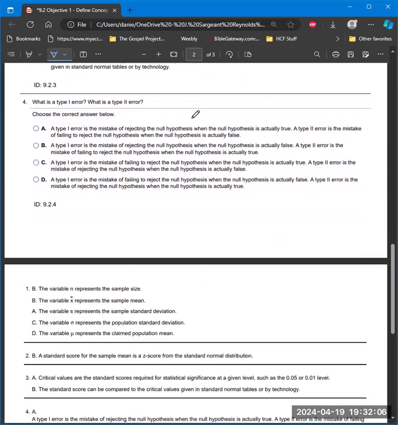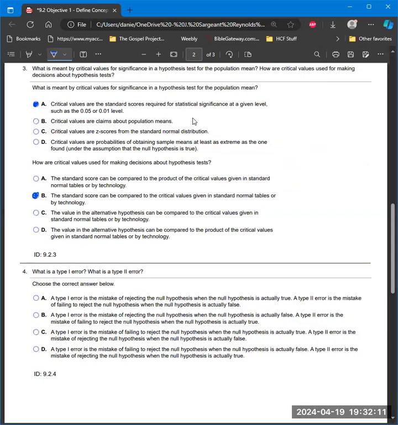What is a type 1 error and what is a type 2 error? Really important concept here because alpha tries to remove type 1 errors. Beta, which we don't talk about in this textbook, it's not an introductory thing, is the probability of committing a type 2 error. And a type 1 error is the mistake of rejecting the null hypothesis when the null hypothesis is actually true. A type 2 error is the mistake of failing to reject the null hypothesis when the null hypothesis is actually false.